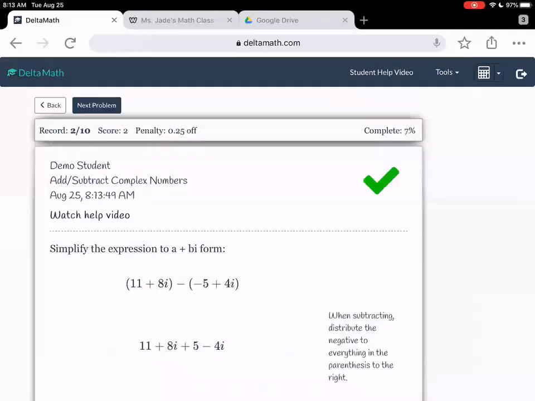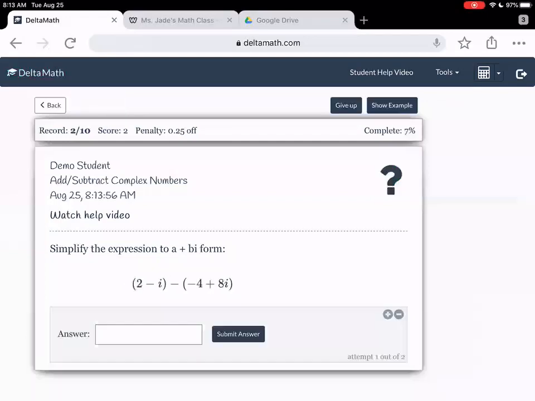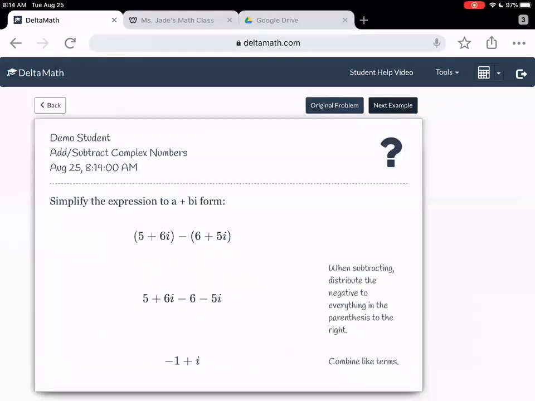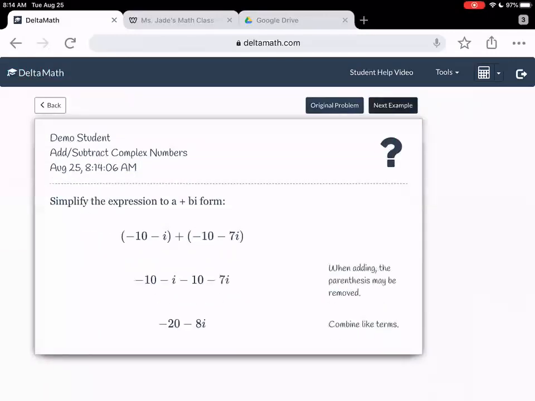All right, and I'm going to do one more with you guys, or I'm going to do it until I get an addition problem because we've only had subtraction. And here's another subtraction. I'm going to click show example, and it's another subtraction. Okay, that's fine. Okay, here's an addition. Sorry, it took a long time for us to find an addition problem.